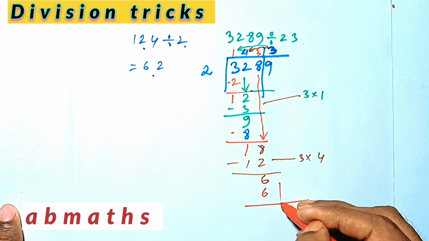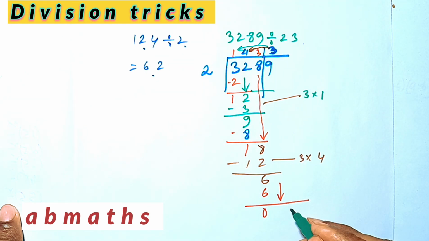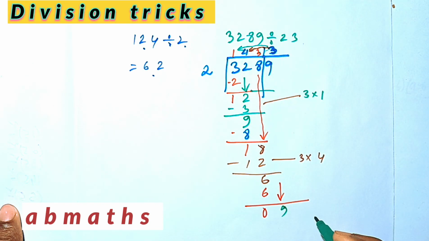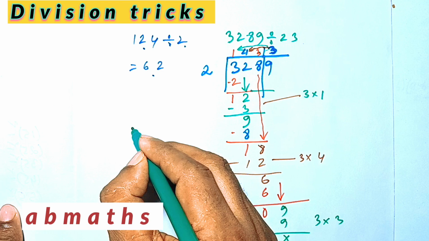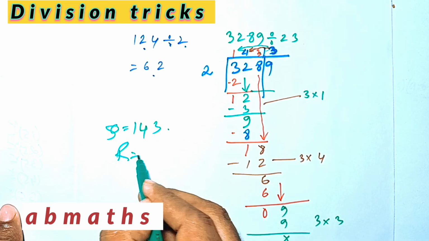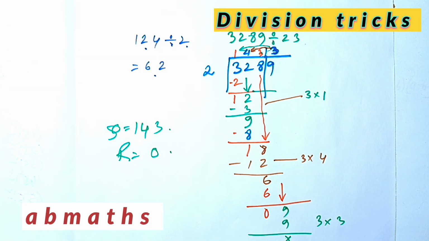This 9 will come down here, since we have remainder 0, we'll write here 9. Now again we shall multiply with this 3, 3 into 3 is 9, so we have got remainder 0. The answer is 143. Question is remainder is 0. This is the technique to divide a big number with another big number.